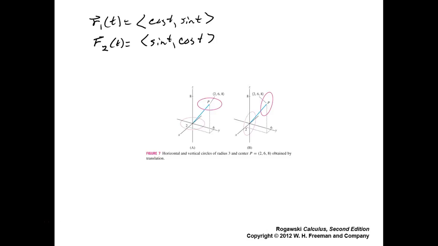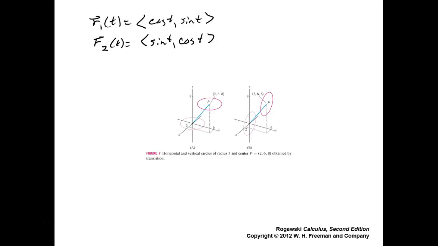Okay? Because cosine t is increasing, sine t is decreasing. So the first one is going that way, and the second one is going this way. So they're going opposite directions. Okay? They're starting at different points and going in the opposite direction too. So 2 ways they differ. They're starting at different points and they're going in the opposite directions.